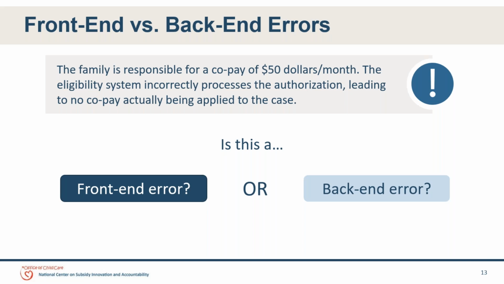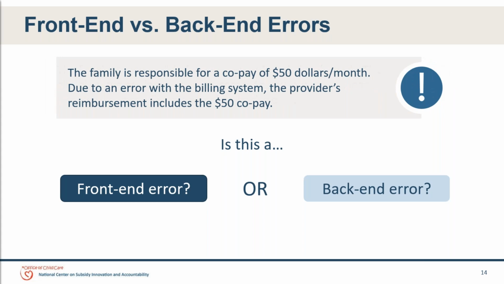Any questions on this one? Would anyone like to talk through it a little bit more? Again, if the error is happening at the time the eligibility worker is taking action, it's a front-end error. I don't see any questions coming in, but if you all would like to talk about this one more later, we definitely can.